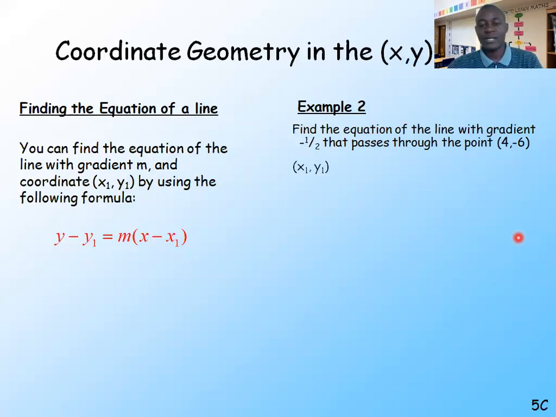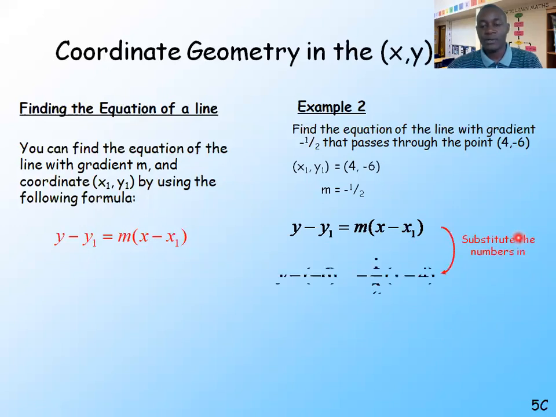So let's get on with it. Our x1, y1 is, of course, 4 comma minus 6. Our m, which is the gradient, is minus 1 over 2. Then our formula is y minus y1 equals m times x minus x1. Now, substituting, we have y minus minus 6. Remember, the y1 came with its own negative sign. So we have y minus minus 6, then equals minus half times x minus 4.